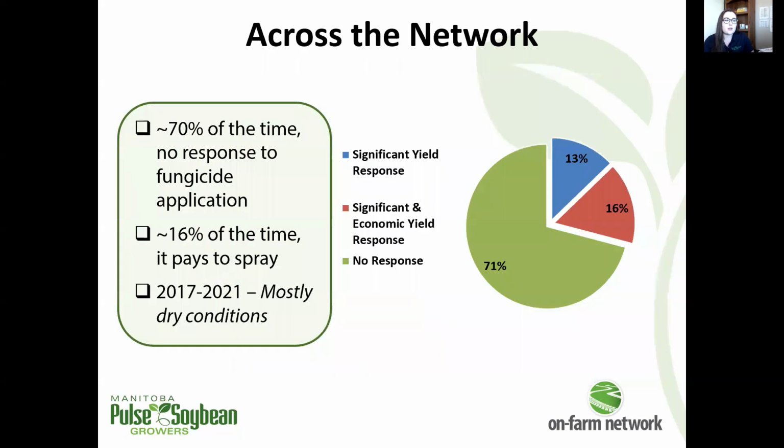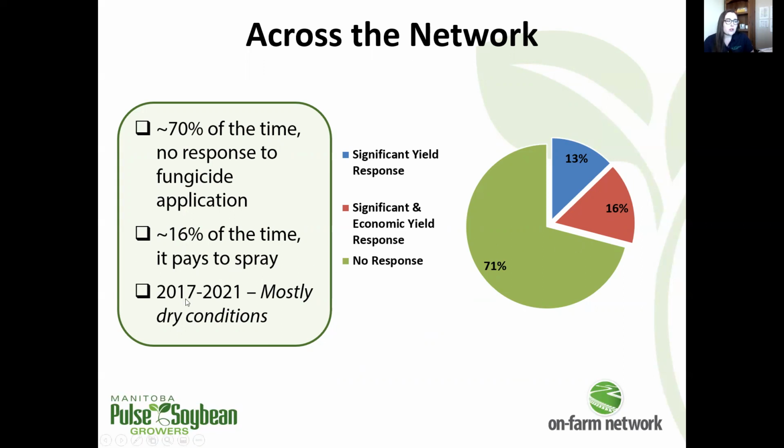So taking a look at how this breaks down in terms of the frequency of responsiveness of field peas to fungicide application across our trials so far, about 70% of the time we're not seeing any significant yield difference with that fungicide application, and only about 16% of the time are we seeing that it's an economic choice. When we have significant response, it's enough yield response to at least cover the cost of that fungicide.